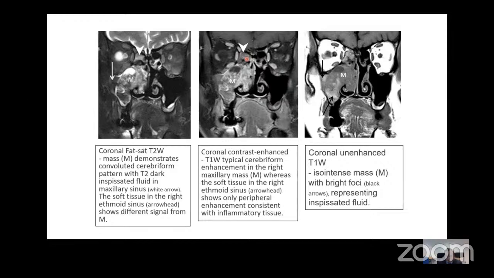So why do we need this information? This helps us to decide on the surgical planning. Whether we need to do an endoscopic Denker's or an endoscopic medial maxillectomy? Do I need to go well into the posterior ethmoidal cells? So this is how these scans help us in surgical planning.